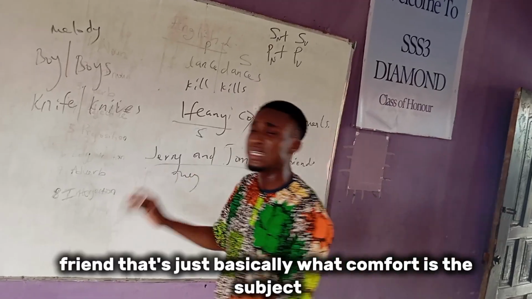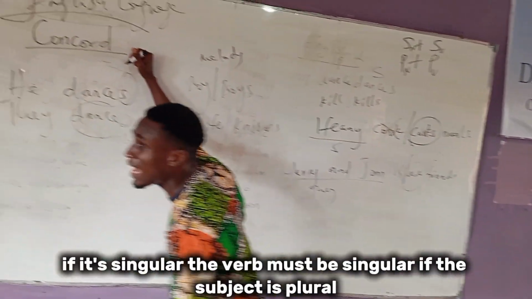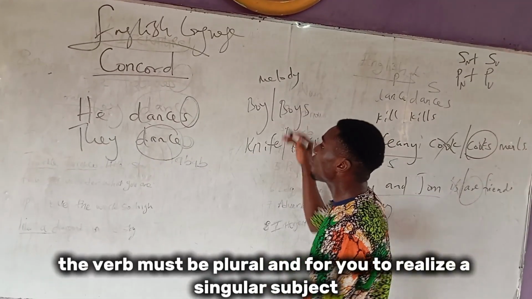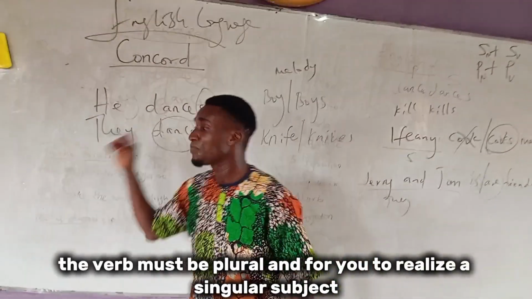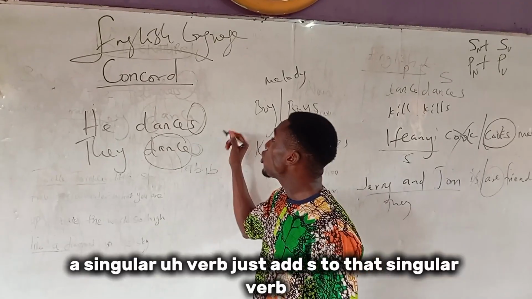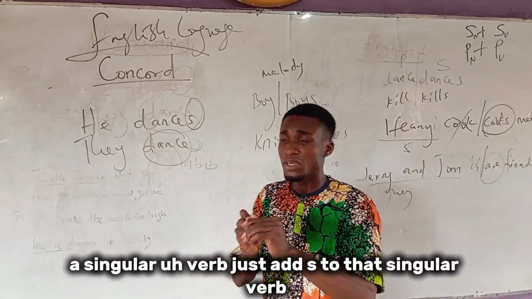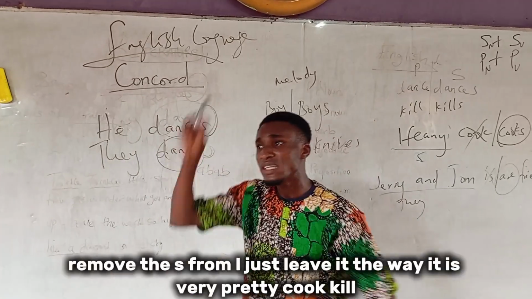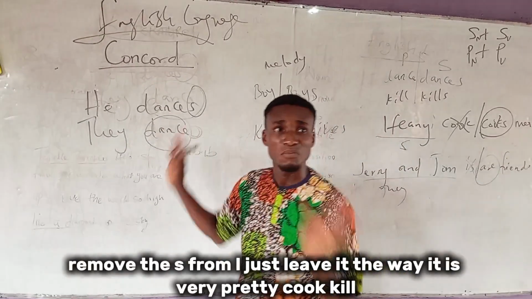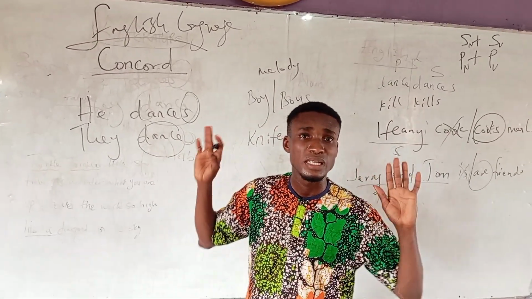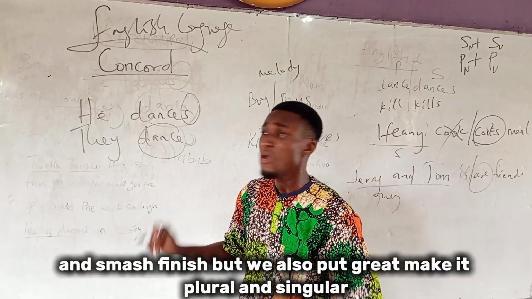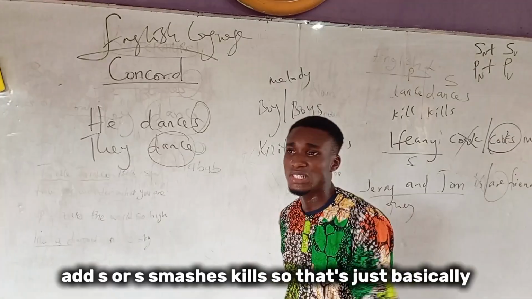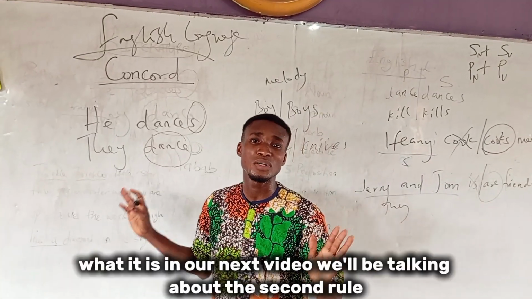That is just basically what Concord is. If the subject is singular, the verb must be singular. If the subject is plural, the verb must be plural. For you to realize a singular verb for a singular subject, just add s to the verb. For you to realize a plural verb, remove the s; just leave it the way it is, the verb infinitive: cook, kill, smash, finish. But once you make it singular, add s or es: smashes, kills. So that's just basically what it is.